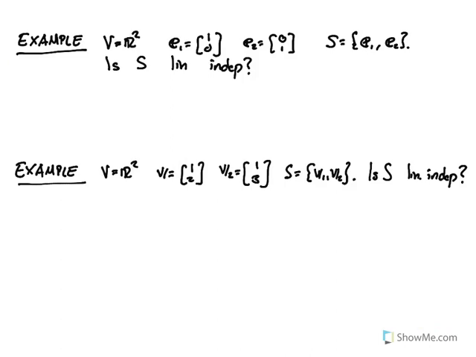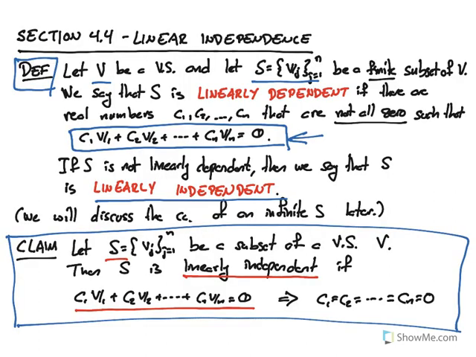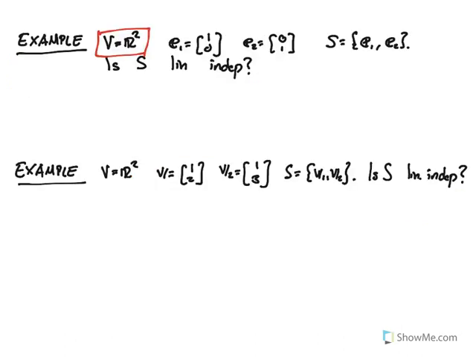So let's do some examples. We start with a very basic one. We take the vector space to be R2, and then you take just the two unit vectors. This is pretty much as simple as it gets. We're going to answer the question: is S, the set of e1 and e2, a linearly independent set? I'm going to use this definition to verify if it's linearly independent.